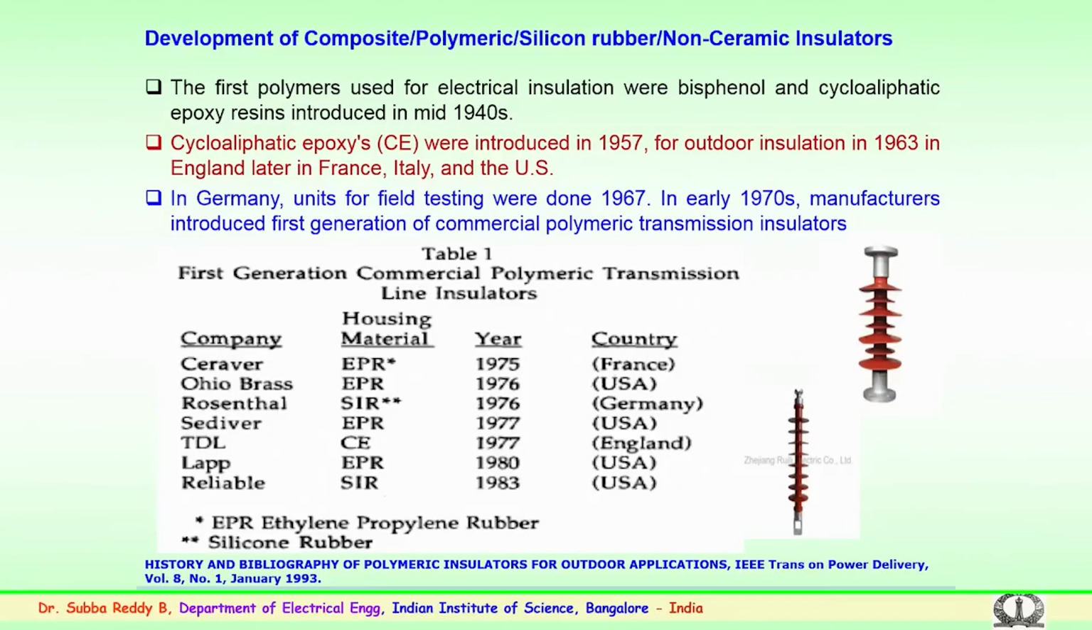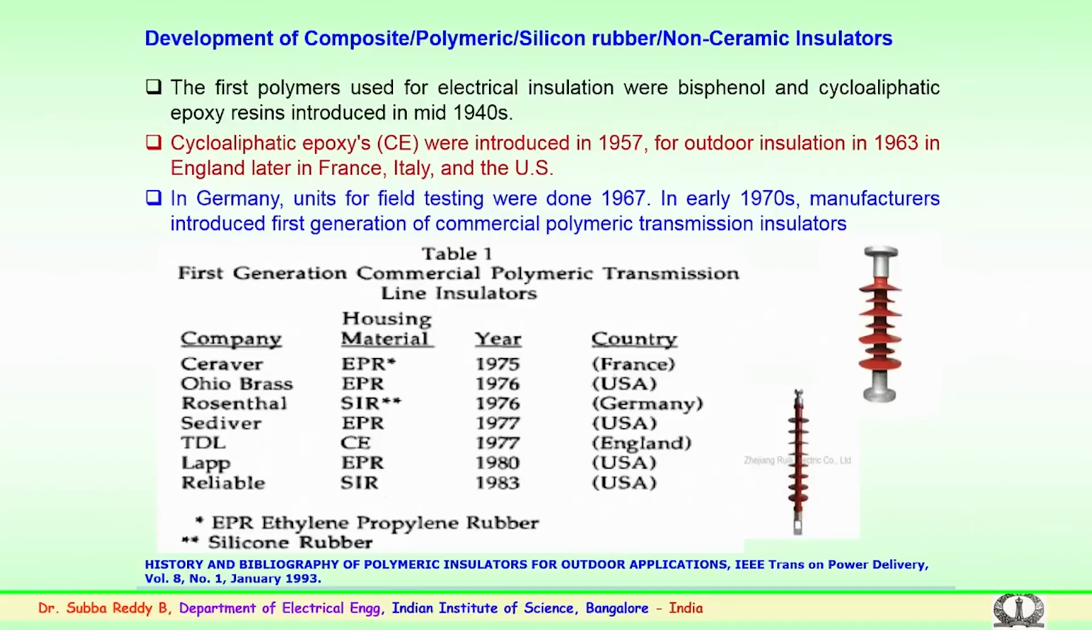Now, we will discuss the recent developments, a decade or two or three decades since the development of composite, polymeric or silicon rubber insulators, sometimes known as non-ceramic insulators. So, I will be using the terminologies composite, polymeric, silicon rubber or non-ceramic during the discussion.